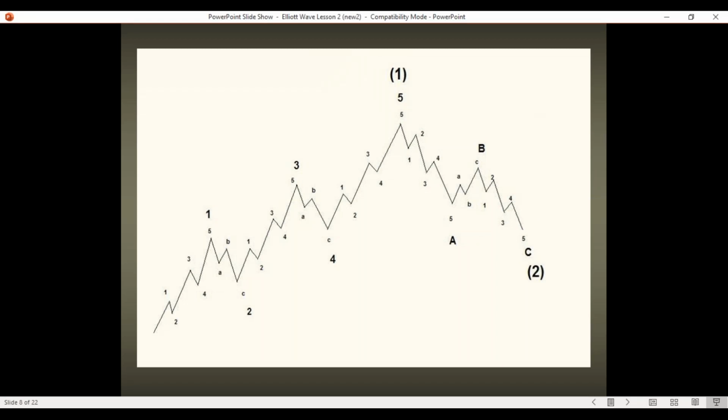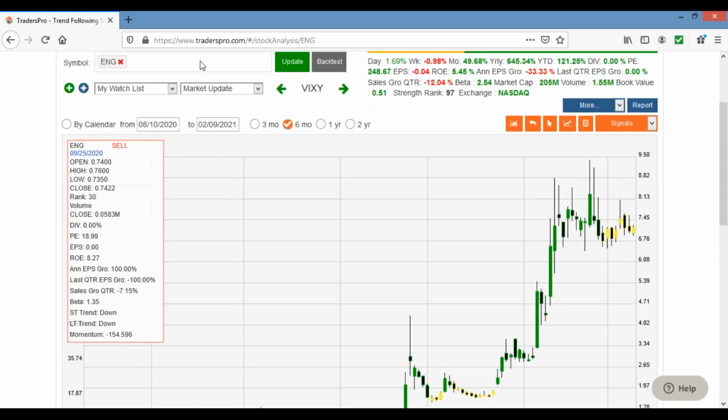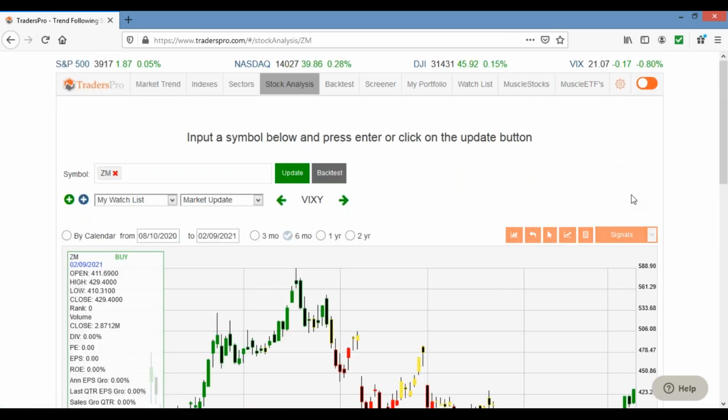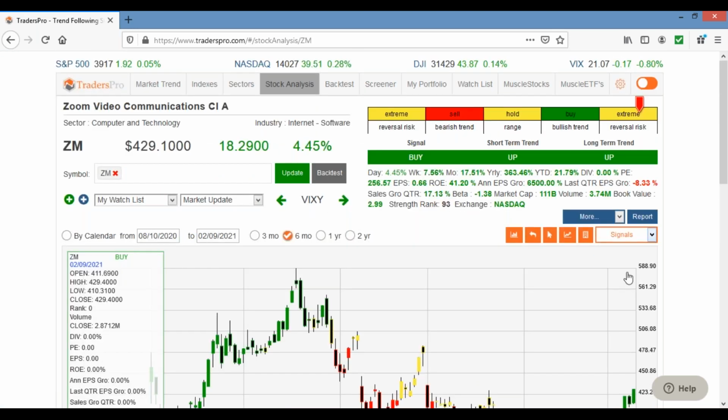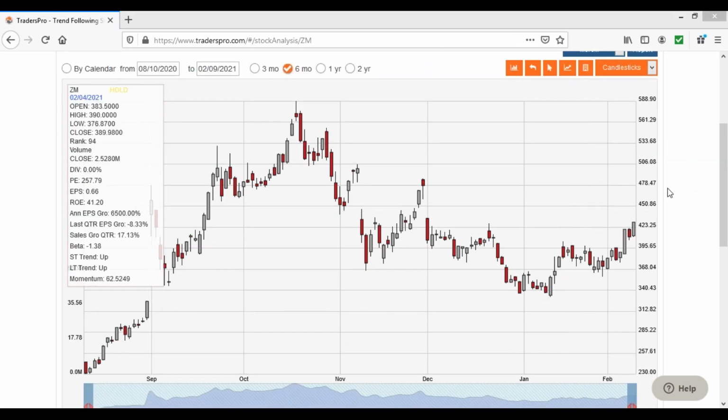Now, I don't want to say that I use this in the Zoom trade I talked about last week. Hopefully, you made some money on that one. But remember, I was pointing out on Zoom that this looked like a large uptrend right here. This looked like wave A, wave B, wave C.